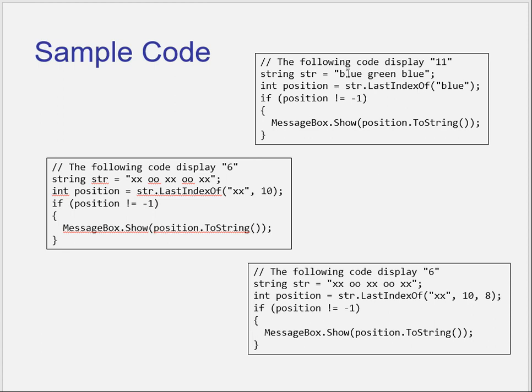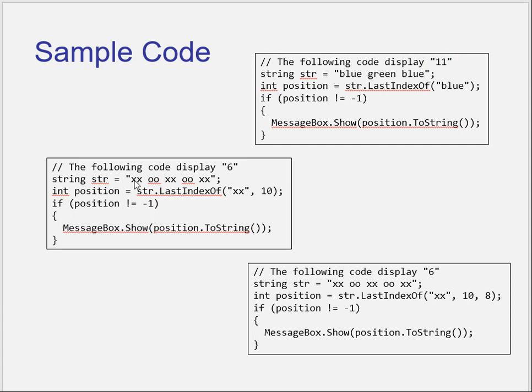We have a string here, blue, green, blue, and we're looking at the last index of blue. So we're looking at this blue, the last index of the word blue, not the first. It's right here. If we count out our index, 0, 1, 2, 3, 4, 5, 6, 7, 8, 9, 10, 11, that's where it starts. It would return the index of the last blue within that string. That kind of makes sense.